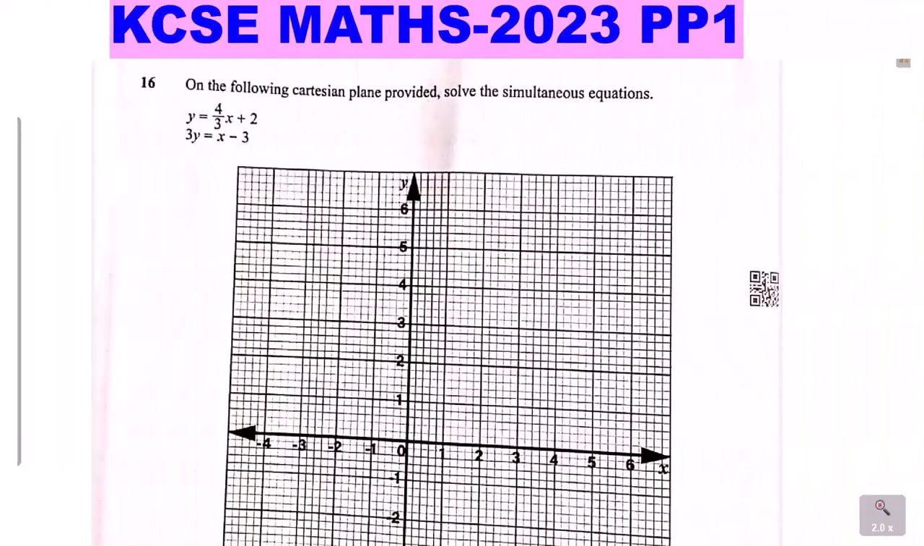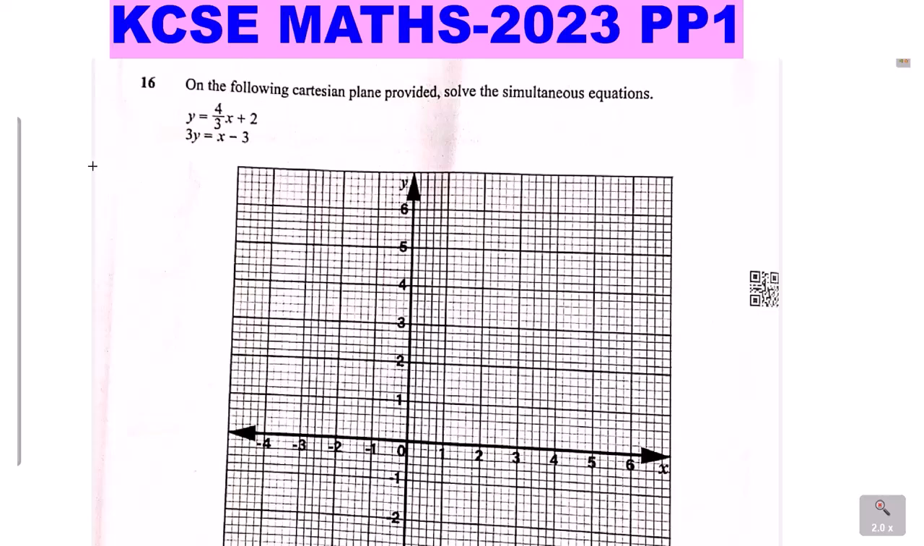Question 16. On the following Cartesian plane provided, solve the simultaneous equations. y is equal to 4/3 x plus 2. Then the second one is 3y is equal to x minus 3. Now to solve this simultaneous equation graphically, we are going to draw each of these lines using the equations provided. So we start with the first one. For us to draw a straight line using the equation, we need at least 2 points.